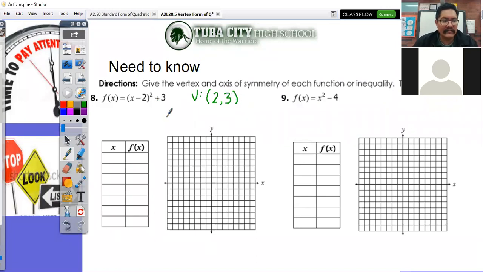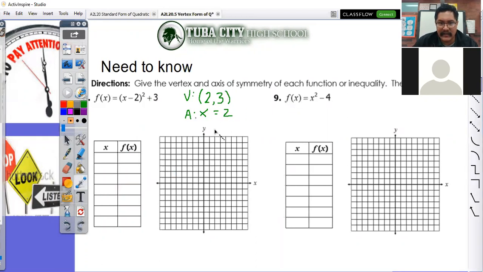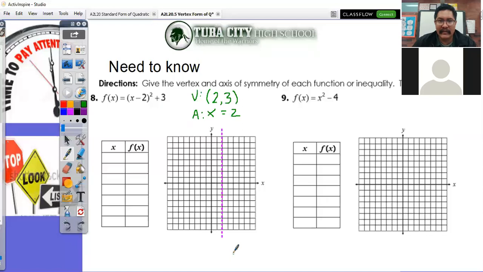And the axis of symmetry, I'll just call it A. Axis of symmetry in this case is x equals 2. So x equals 2, again, that's the line right here that our parabola is going to be reflected across.